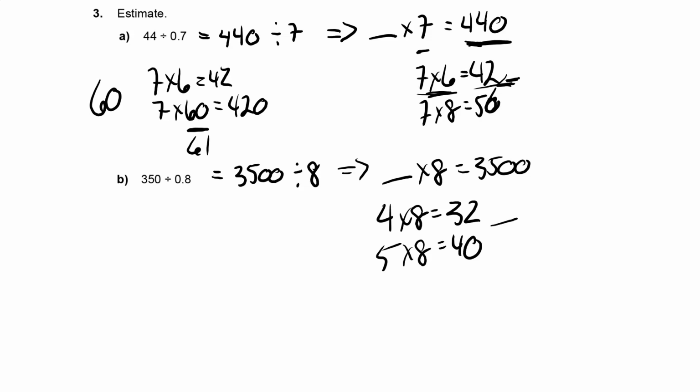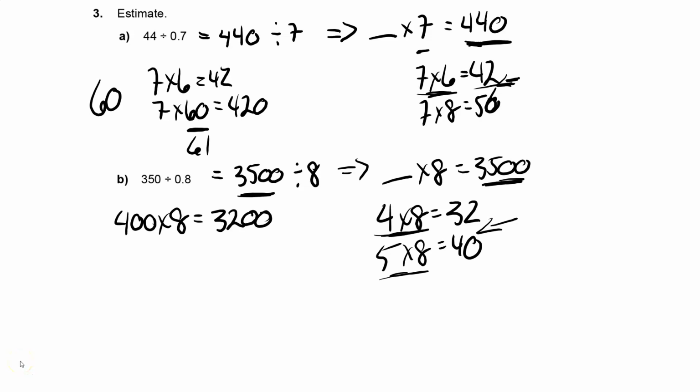Well, the number I'm looking for is fairly close in the middle there. It's a little bit closer to the 4 times 8 than it is to the 5 times 8. So the number I'm looking for is going to be closer to 4 than 5. And in this case, remember we're looking for now 3,500, not just 35. So I need to add a couple zeros in here. So I'm going to estimate that 400 times 8, that gives me 3,200. So it's getting in the ballpark, but I can probably do a little bit better than that.